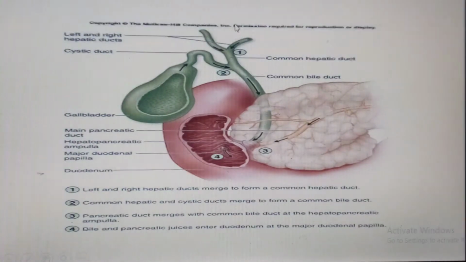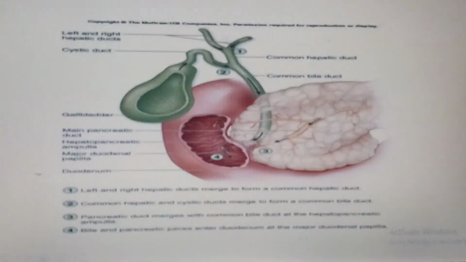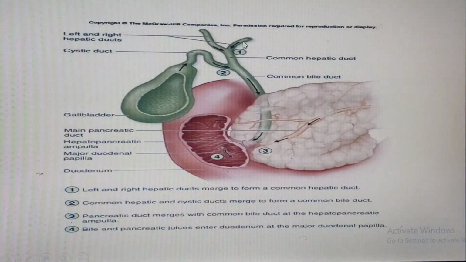Okay, so if it's coming from the right side, then they will drain into what we call the right hepatic duct. And then if it's coming from the left, they will eventually converge into what we call the left hepatic duct. Now where they converge, we have what we call the common hepatic duct. Okay, common hepatic duct.